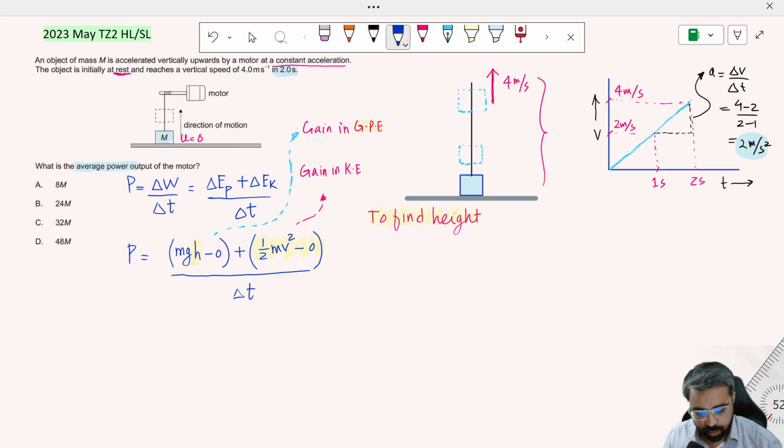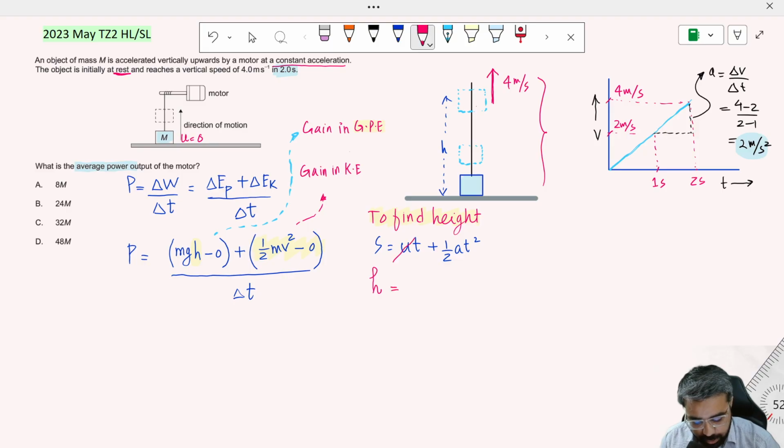To find this height h, the vertical height, you can apply either s equals ut plus half at square, or you can also apply v square equals u square plus 2as. All equations will give you the same answer. The vertical displacement covered is the height h. Initial velocity is 0. So if we plug in the values, 1 over 2 into acceleration, which is 2, we just calculated, into time, which is 2 seconds, so height is equal to 4 meters. It means in the time span of 2 seconds it has covered vertically 4 meters.